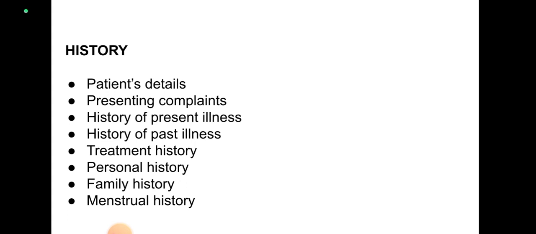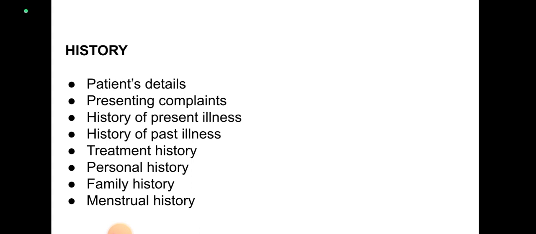Talking about the history, it is the physician's abstraction of certain facts developed in the course of the patient's interview and arranged in a manner that facilitates diagnosis. Proper history is important for making a correct diagnosis. This is the standard format used for history taking, in which we first ask the patient about their name, age, sex, marital status, occupation, and address. These details are very important for medico-legal as well as communication purposes.